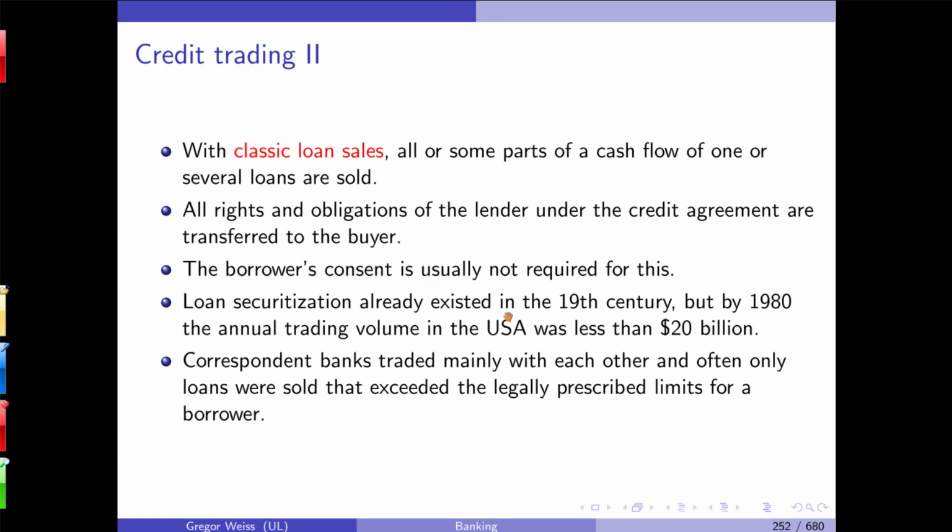Simplest reason, I'm in dire need of cash. I need to sell it as part of a fire sale. I need cash, I need liquidity, I have to sell off some assets, so I will sell some loans.